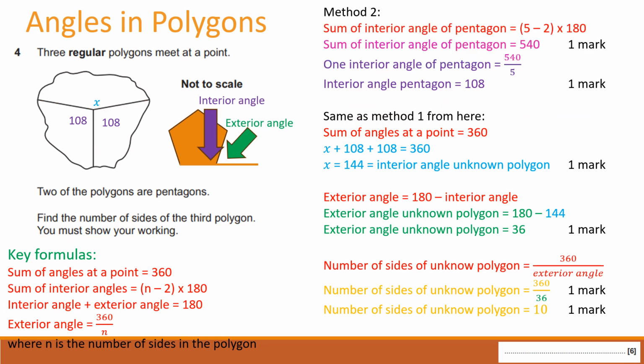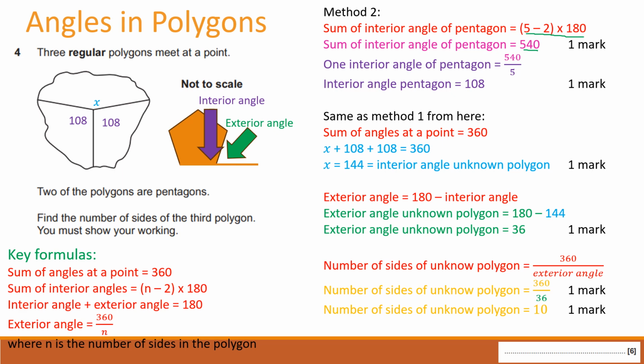So method 2, we're using the sum of the interior angles of a pentagon is 5 take away 2 times 180. So that is the difference on this question, to find the sum of the interior angles. That is going to be 540. If you type in 5 take away 2 times 180 on your calculator, that gives me 540, which is the sum of the interior angles of the pentagon.